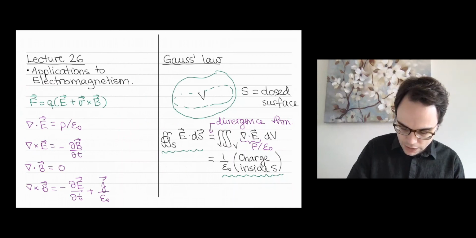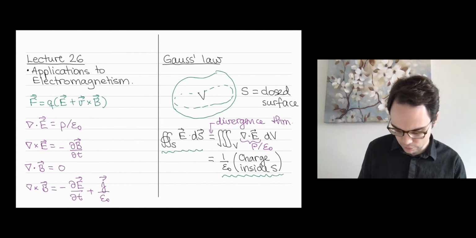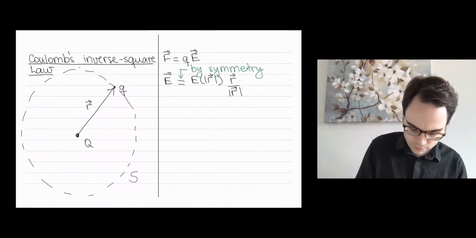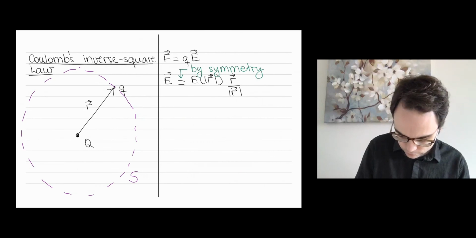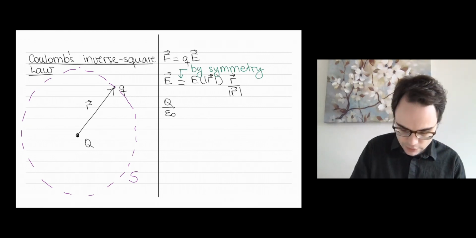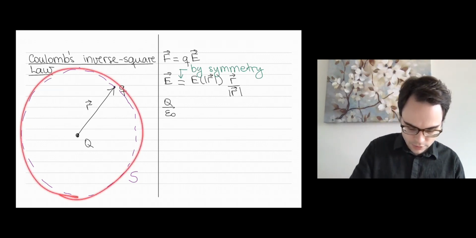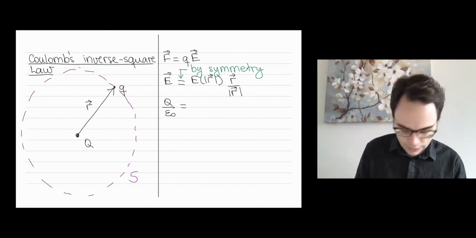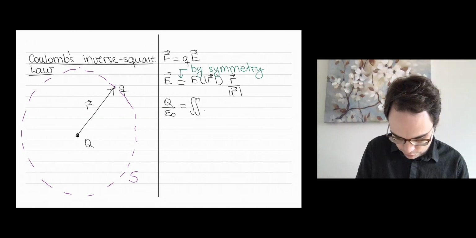So let's use Gauss's law, which came from the first of Maxwell's equations. It says that the charge inside that sphere divided by epsilon 0 is equal to the electric flux. So Q over epsilon 0, that's the charge inside the sphere divided by epsilon 0, is equal to the electric flux. That's the double integral over S of E dot dS.